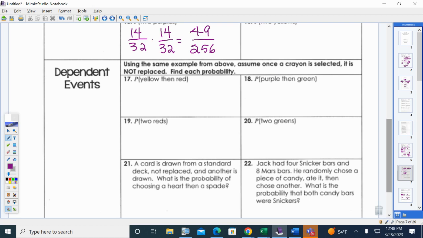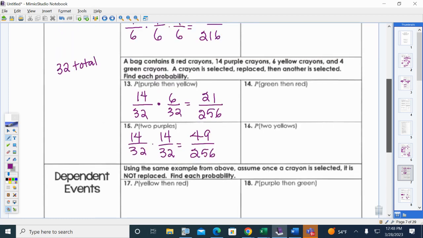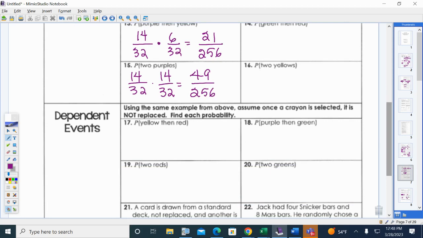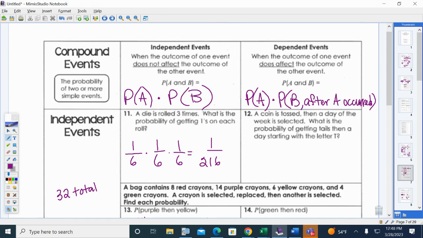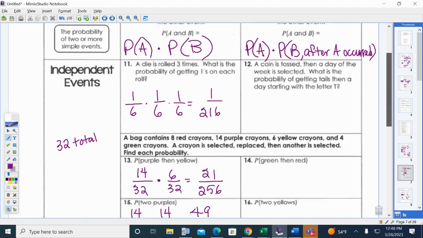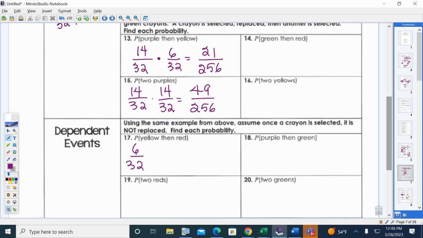So let's look at number 17. Number 17 says, what is the probability of a yellow and then a red? So for our yellow, going back to the yellow, there were 6 yellow crayons out of the 32. So 6 out of 32. And then I'm going to set that crayon aside. And then it says find the probability of selecting a red after that. So what's happening here, y'all, in the formula I wrote at the top of the page, for the second event, you are assuming that the first event occurred. So the probability of B, assuming that A occurred.